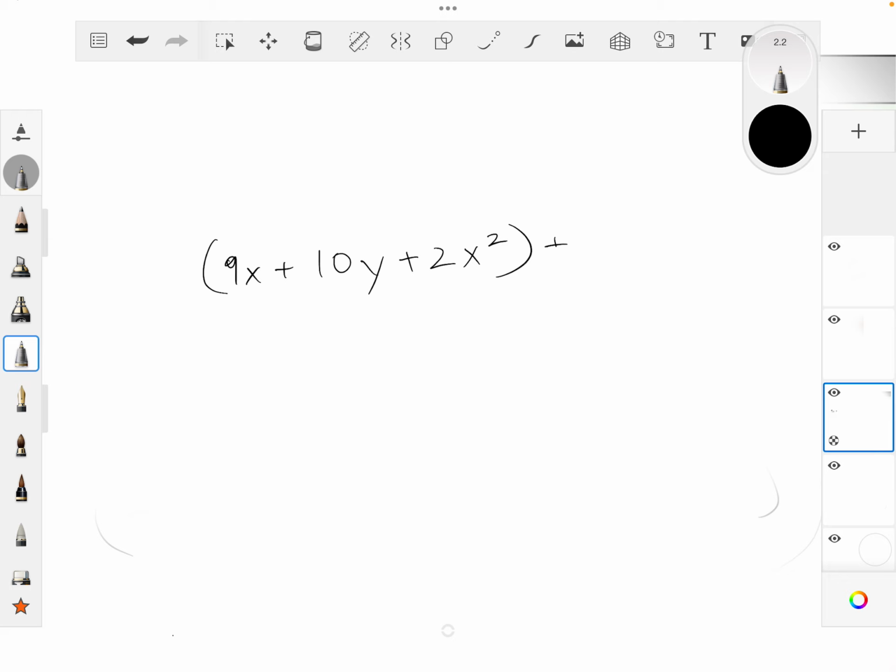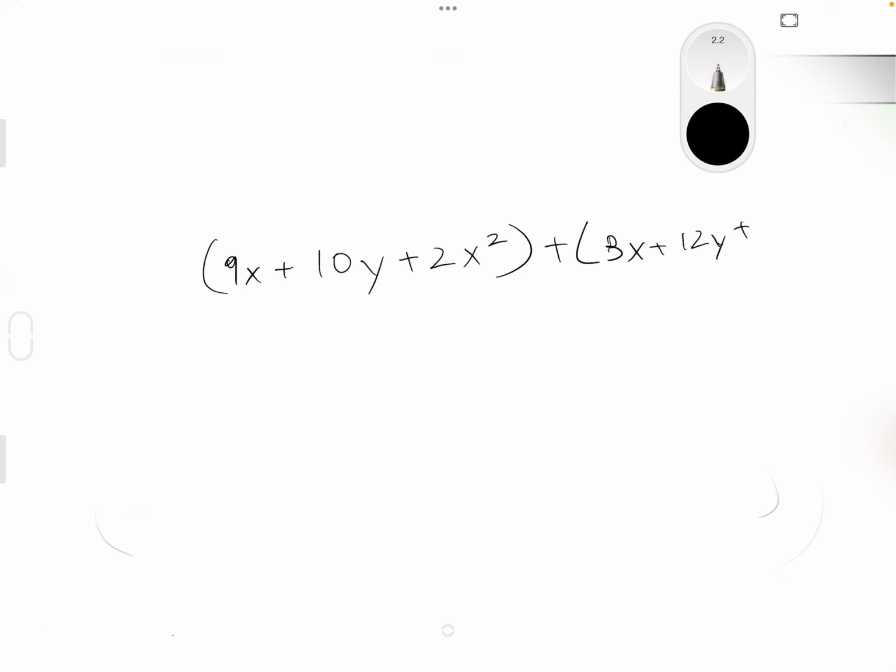And then we're going to add to that 3x plus 12y and 4x squared. Alright, so first let's line this up, okay? So we'll put the 3x under this.